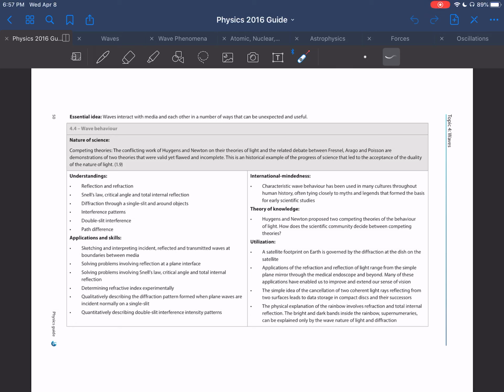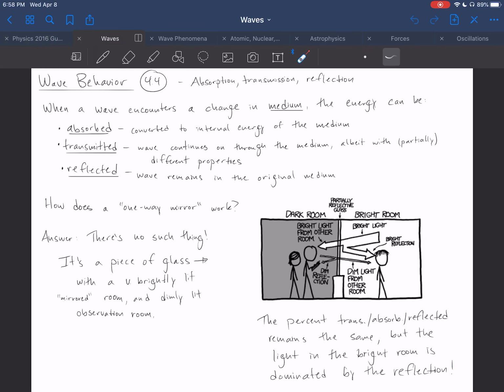Hello everyone. In this video, we will introduce topic 4.4, wave behavior, and in particular, we will examine sketching and interpreting incident, reflected, and transmitted waves at boundaries between media. Before we begin to discuss other topics in this section, it's important to understand the terms absorption, transmission, and reflection.